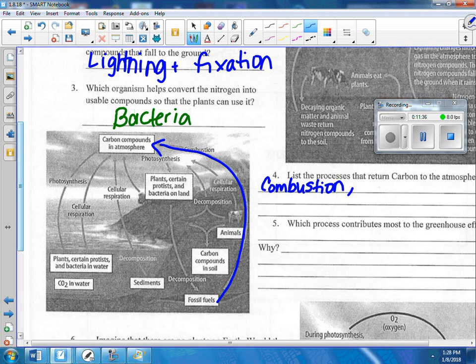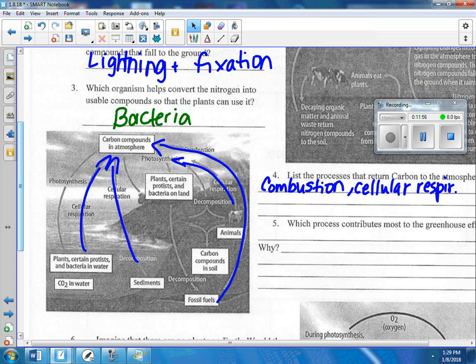Yes, say it. Cellular respiration. Look, up, and up. Cellular respiration. All organisms that undergo cellular respiration release carbon dioxide. And there's one more, Mary. What is it? The last one. Photosynthesis. Look at the arrow. Which direction is it going? It's going down. Yeah, decomposition is going up.